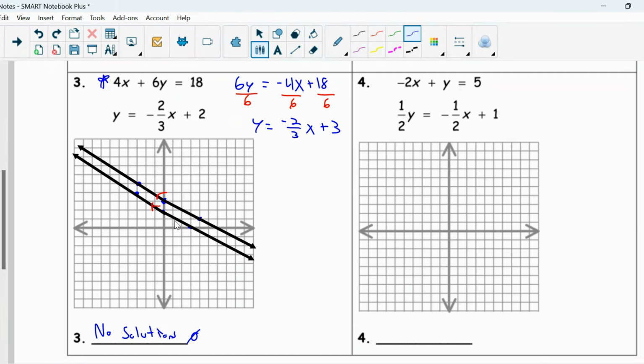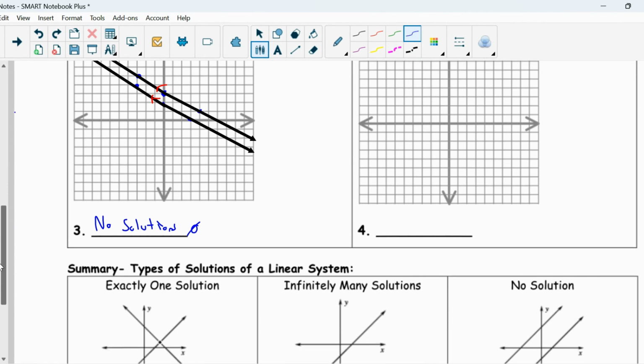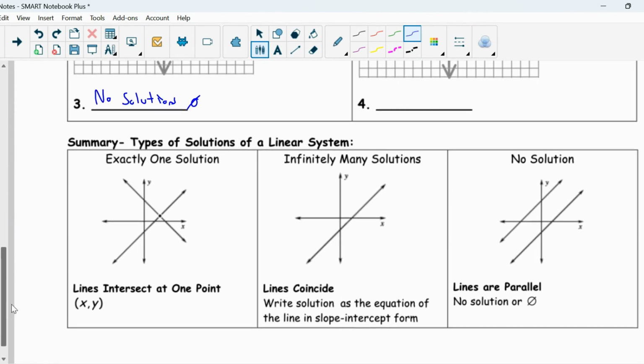The other thing that you will notice, in some examples, you will have two lines that overlap each other or have the same equation. In that case, you would have infinite solutions. Okay, but we will look at an example of that in class. Quick summary here. When they intersect at one point, you have one solution. Like I said, when they overlap, the lines coincide. So you will have infinitely many solutions. And then finally, when they are parallel, you will have no solutions.